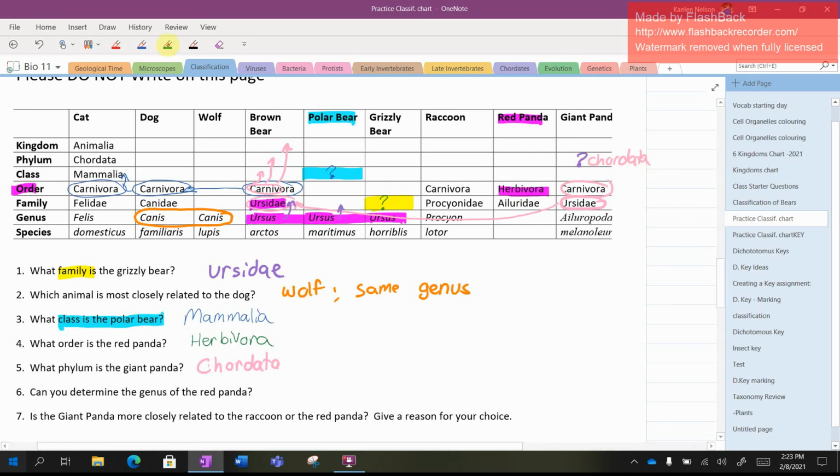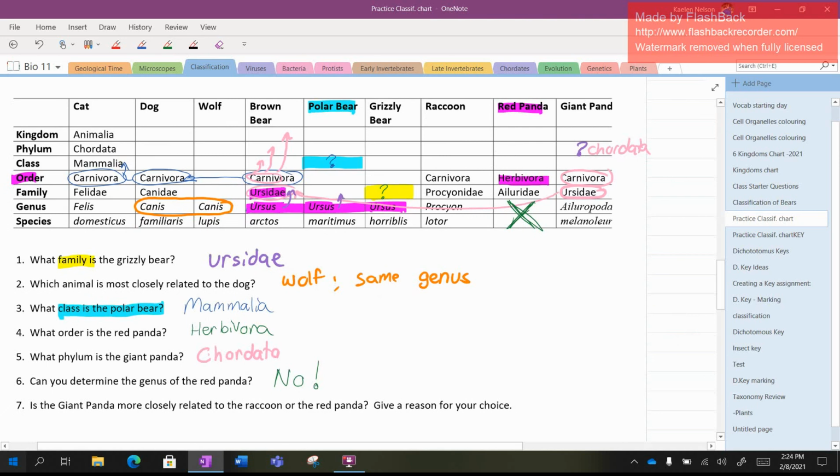Can I determine the genus of the red panda? Here's my red panda. Genus is down here, and the answer is no. You cannot read down the chart to be more specific. So you can move up the chart because it's less specific, but you can't move down the chart.